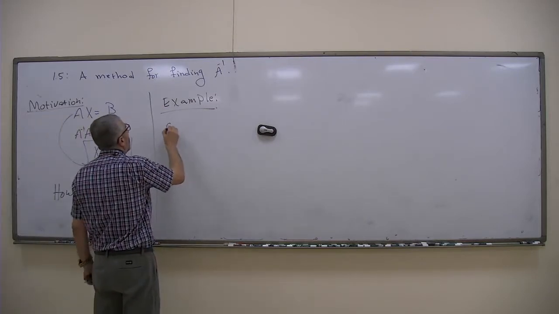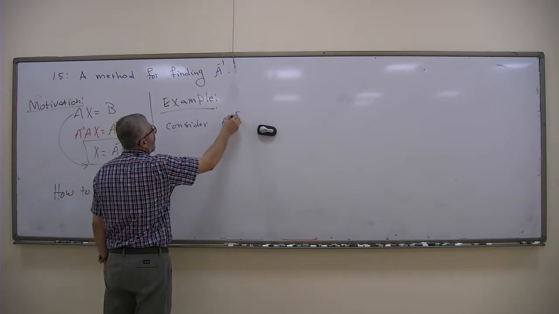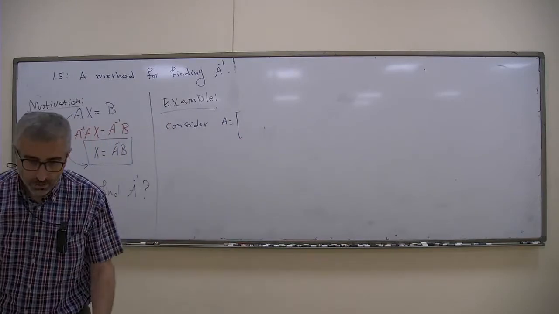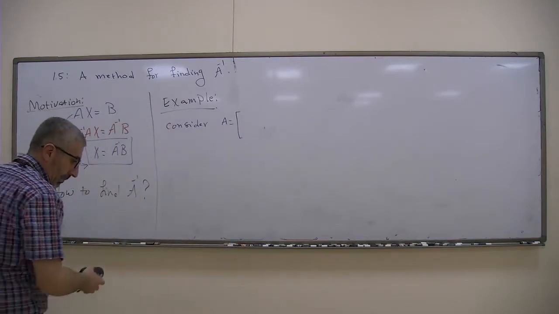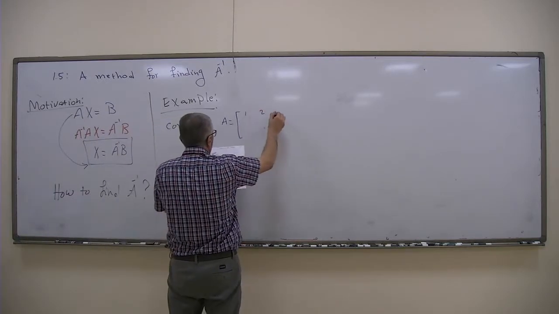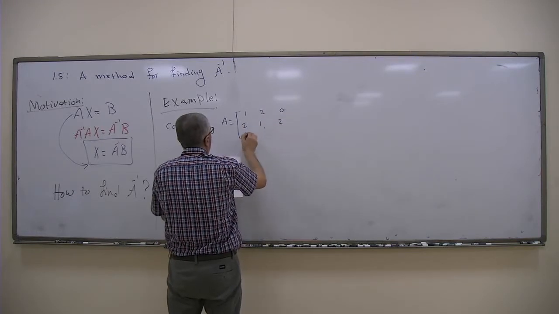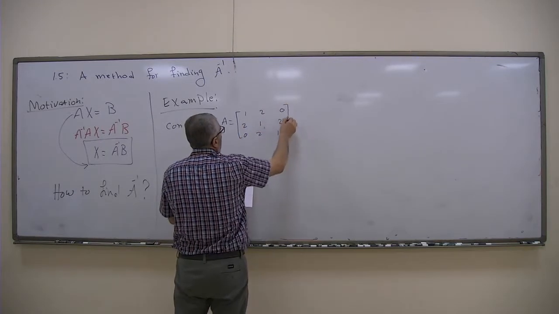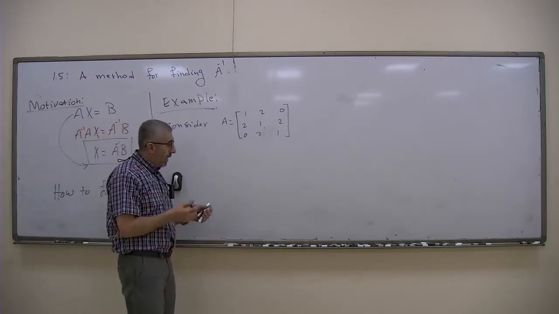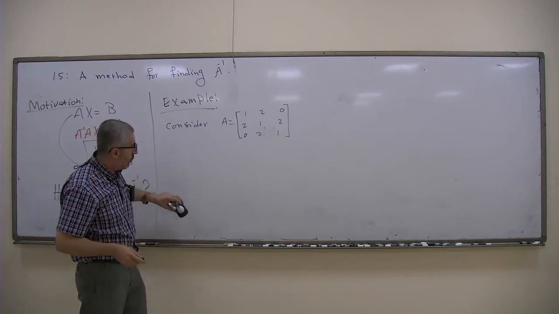Consider A equals, let me take this matrix: 1, 2, 0, 2, 1, 2, 0, 2, 1. This is a 3 by 3 matrix. We don't know whether it is invertible or not, and if it is invertible, we don't know what the inverse is. So how do we check that?